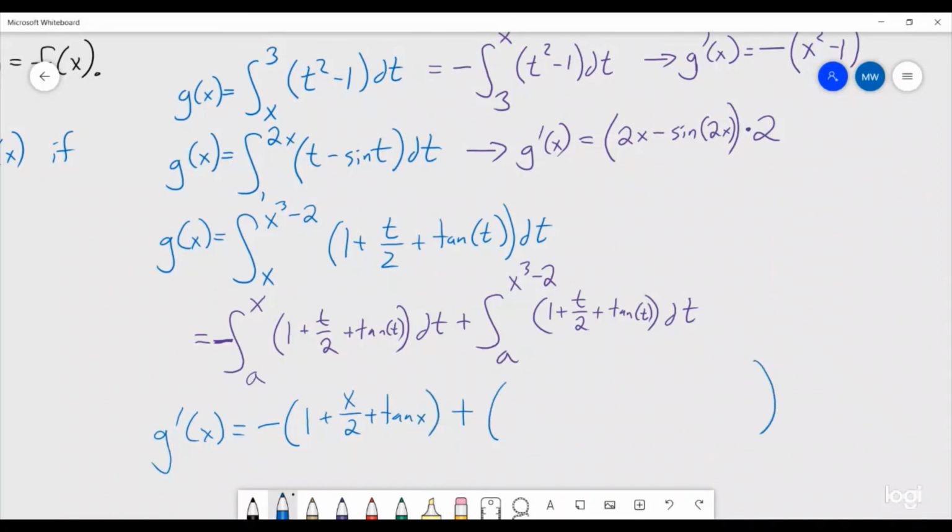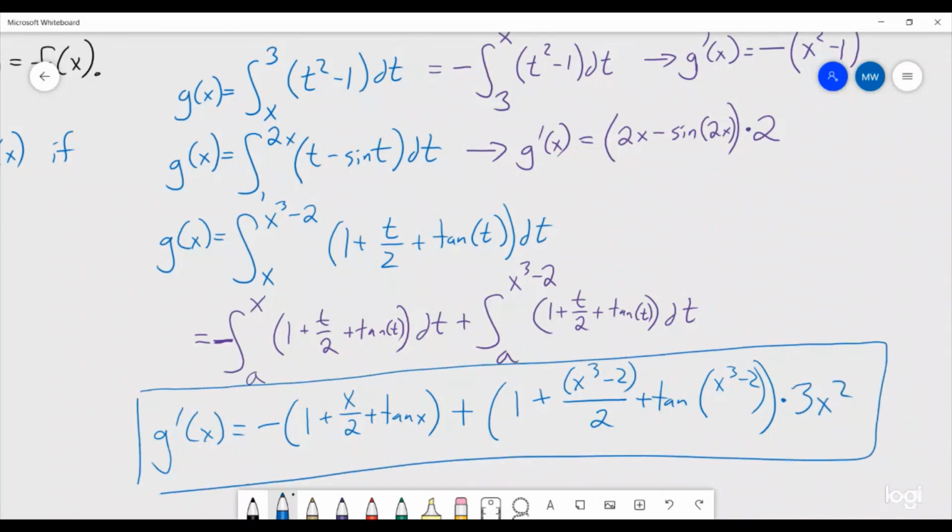the chain rule, because the t's are going to be replaced with a function, not just x. So we do that, so we got 1 plus x cubed minus 2 over 2 plus tangent of x cubed minus 2, over, nope, there's not an over in this one. So there you go. But then we have to multiply all of that by the derivative of that function, which is 3x squared. And that is g prime of x.